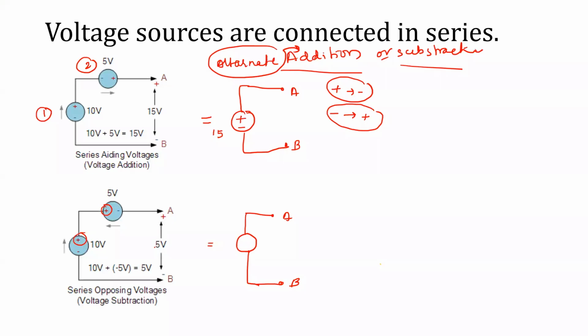What is 10 minus 5? It is 5 volt. Then what should be written inside this circle? That should be equal to the highest value polarity. Which is the highest value out of 5 and 10? It is 10. We should write the polarities according to the highest value here.